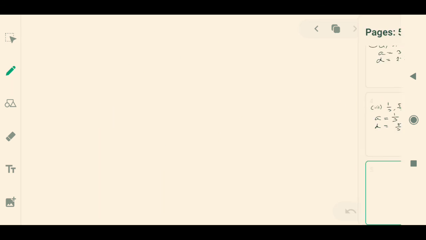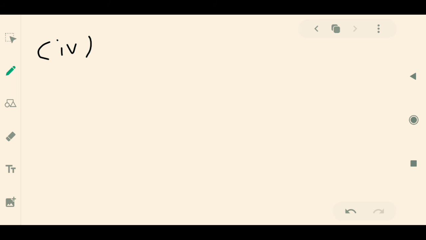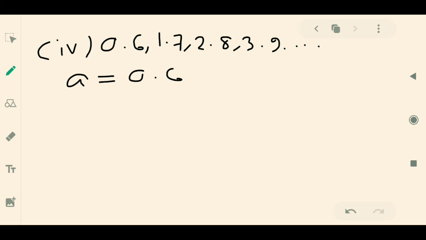So this one will be your answer. And I'll do number 4 also. Number 4 is given in decimals. It is similar, only decimals there, no need to worry about that. The first term is 0.6, and the common difference will be second minus first. So do the subtraction and you will get the answer, that is 1.1 is your common difference. The last one I think you can do by yourself.